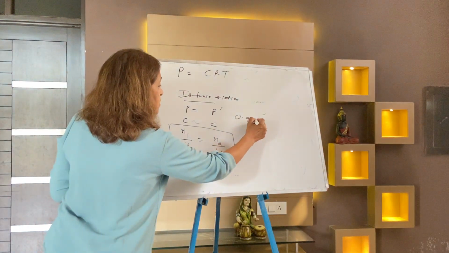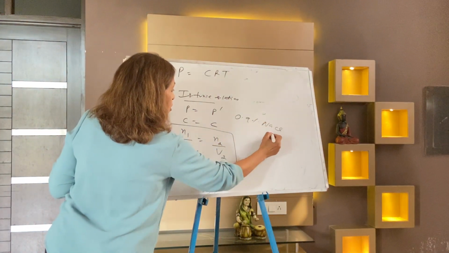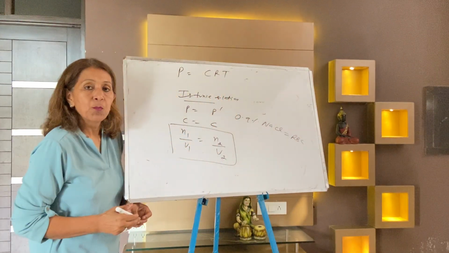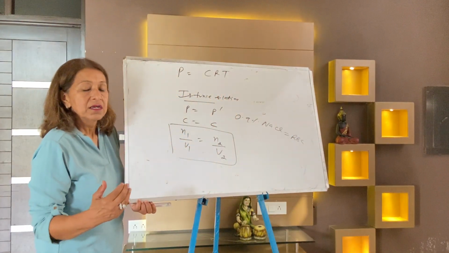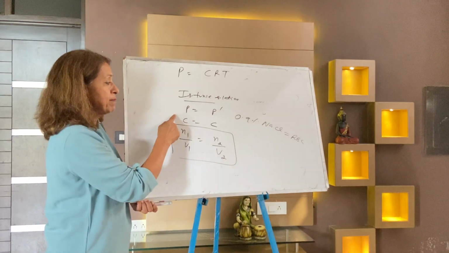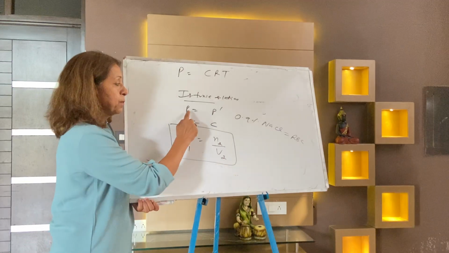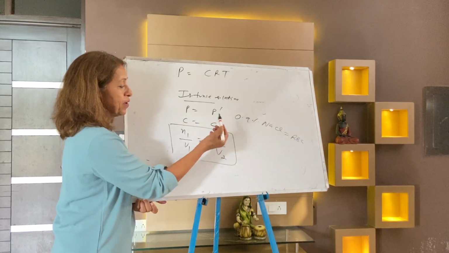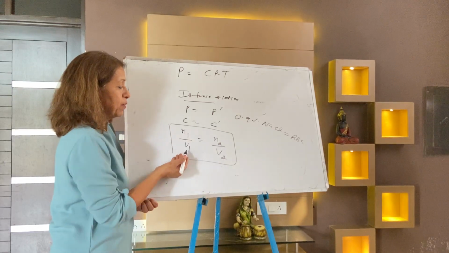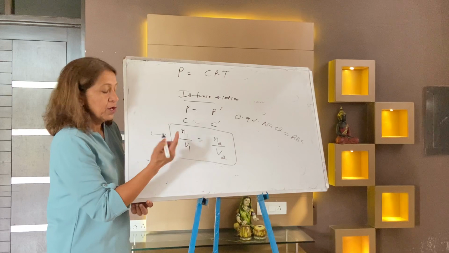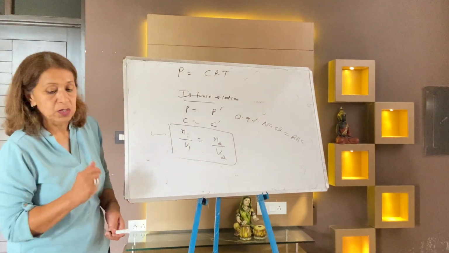0.9% NaCl is isotonic with RBC. You know, I explained all this in my lecture. So isotonic means same osmotic pressure. P is equal to P dash, means C is equal to C dash, or you can use N1 V1 is equal to N2 V2. This is the formula you will use during isotonic solution.